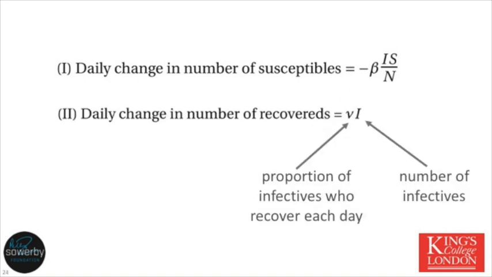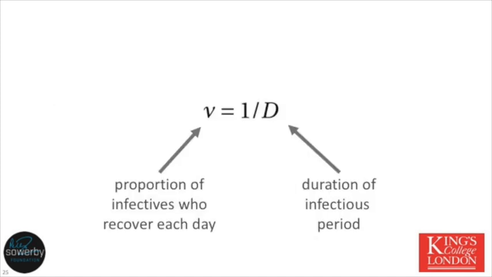Each day, some of those who are infected recover. We use another Greek letter, nu, to denote that proportion. So, the daily change in the number of recovereds is nu times I. Nu is the proportion of infected people who recover each day. One way to understand nu is to see that it is related to the duration of the illness. If it takes 4 days from being infected to recovering, then we would find that each day 1/4 of those infected would recover. So nu is inversely related to the duration of the disease, D. Nu equals 1 over D.